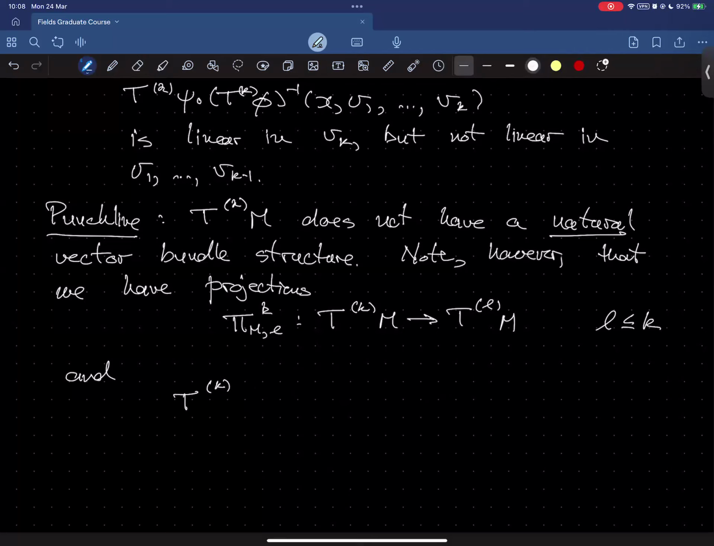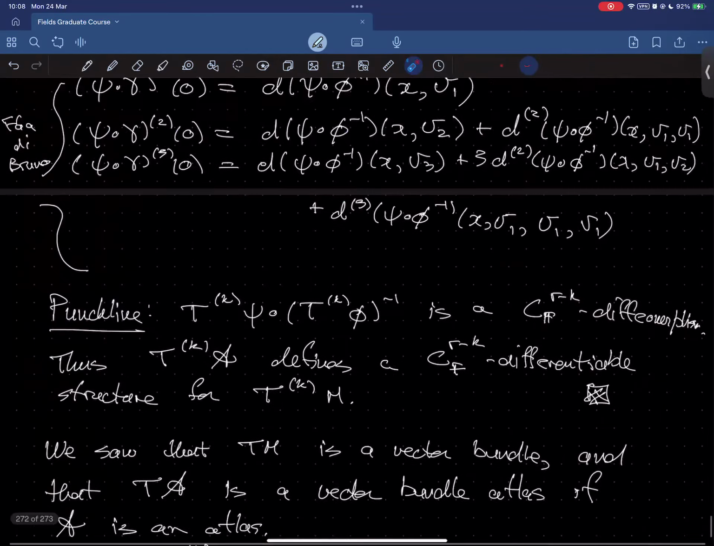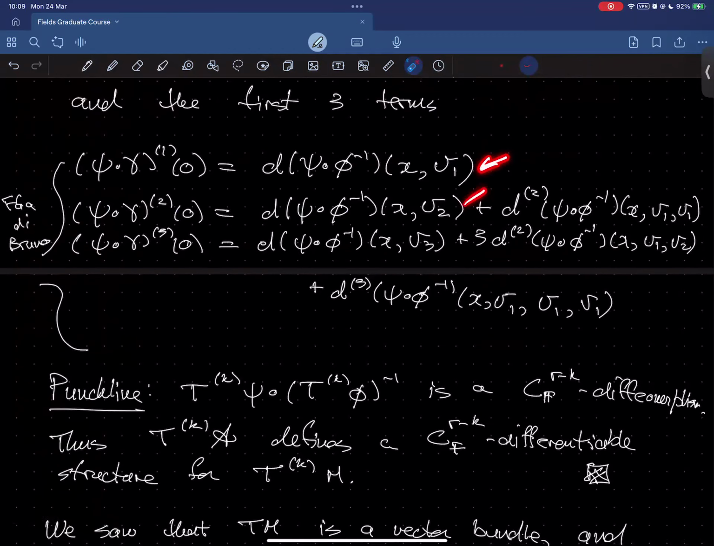T^k M, T^{k-1} M, right? Like so. And then down to TM, which has its projection onto M. Okay. And so our observation when we looked at these formulas again was that it was linear in the highest order derivatives.